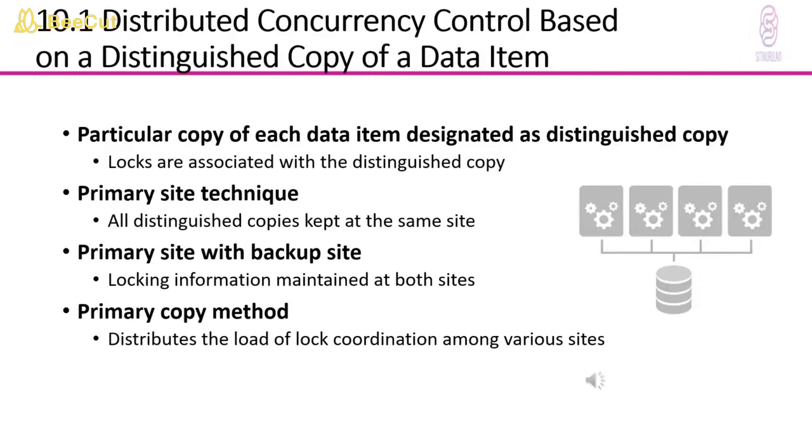In distributed concurrency control based on a distinguished copy of a data item, a particular copy of each data item is designated as the distinguished copy. Locks are associated with the distinguished copy. Primary site technique: all distinguished copies kept at the same site. Primary site with backup site: locking information maintained at both sites. Primary copy method: distributes the load of lock coordination among various sites.